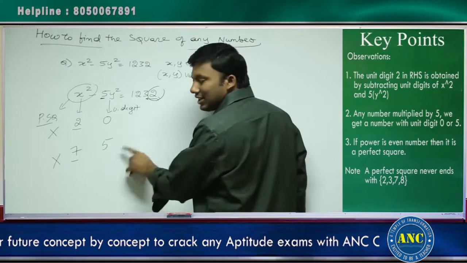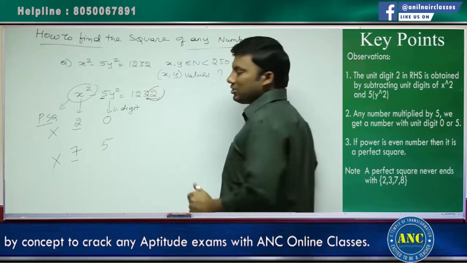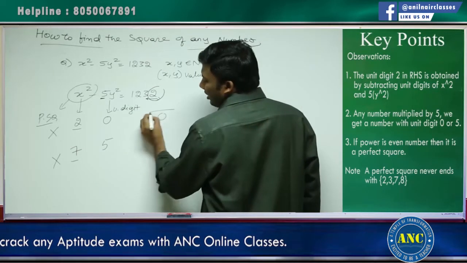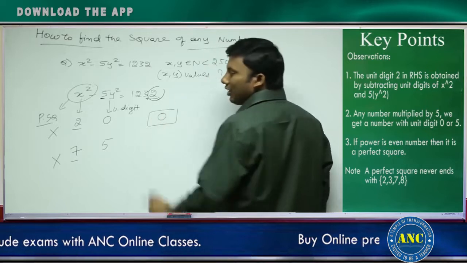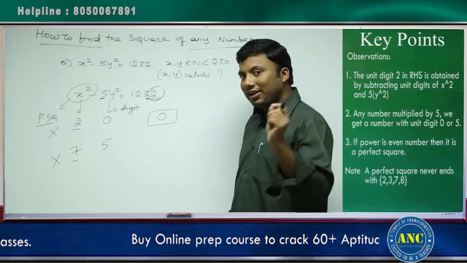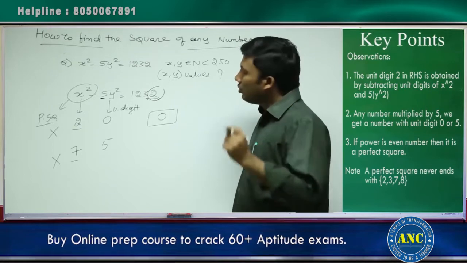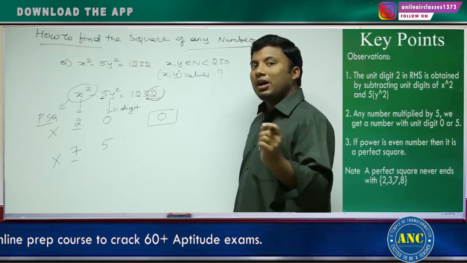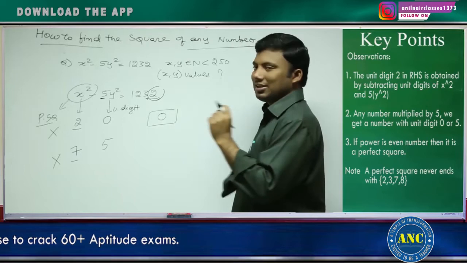Only two cases are there. The two cases are not possible. Therefore, what will be the answer? 0. By knowing that a perfect square never ends with 2, 3, 7 or 8, you can solve an algebraic question in the easiest way.